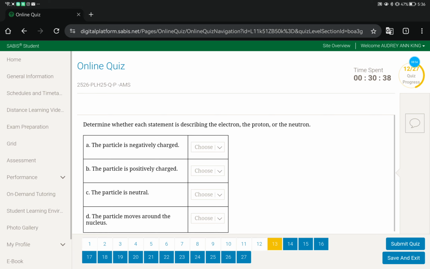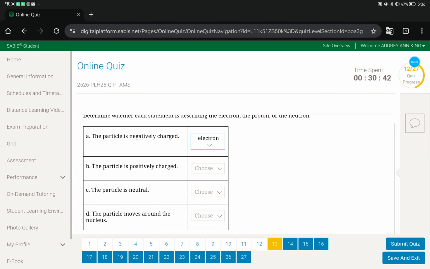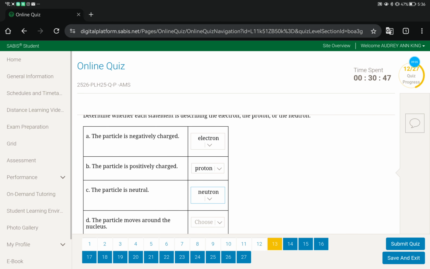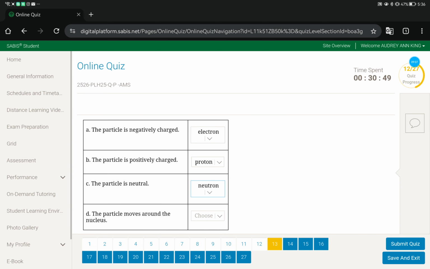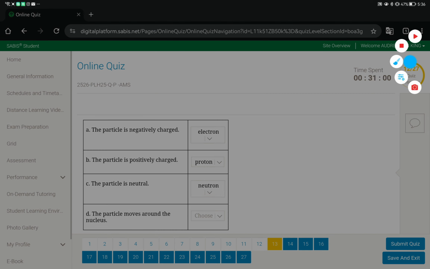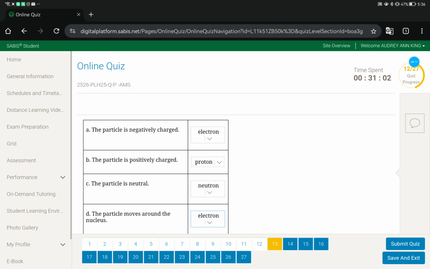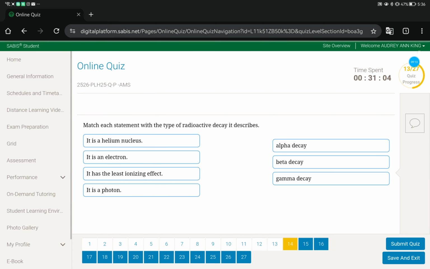Determine whether each statement is describing the electron, the proton, or the neutron. The particle is negatively charged. This is electron, you should know this. The particle is positively charged. It's proton. Neutron. The particle moves around in the nucleus. It's the electron.